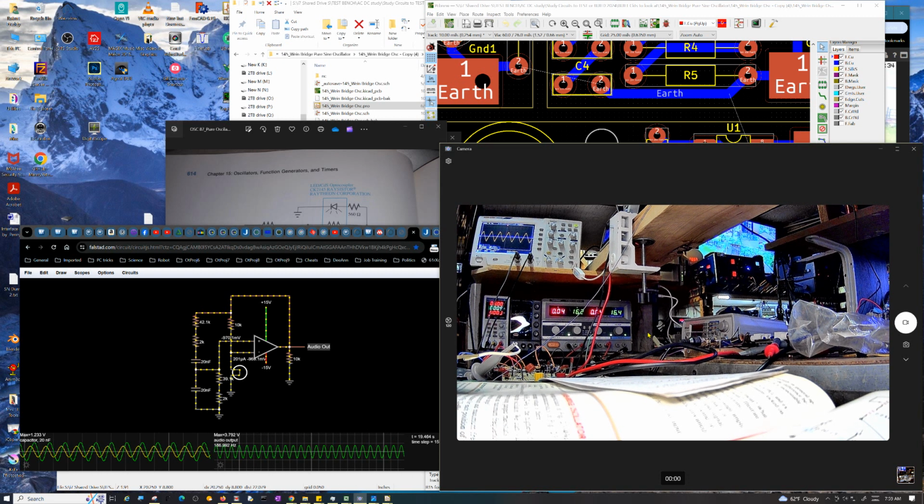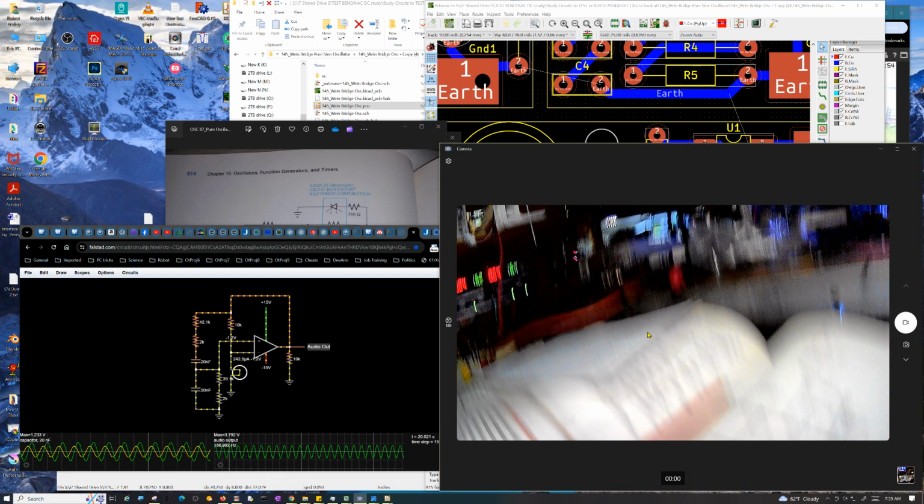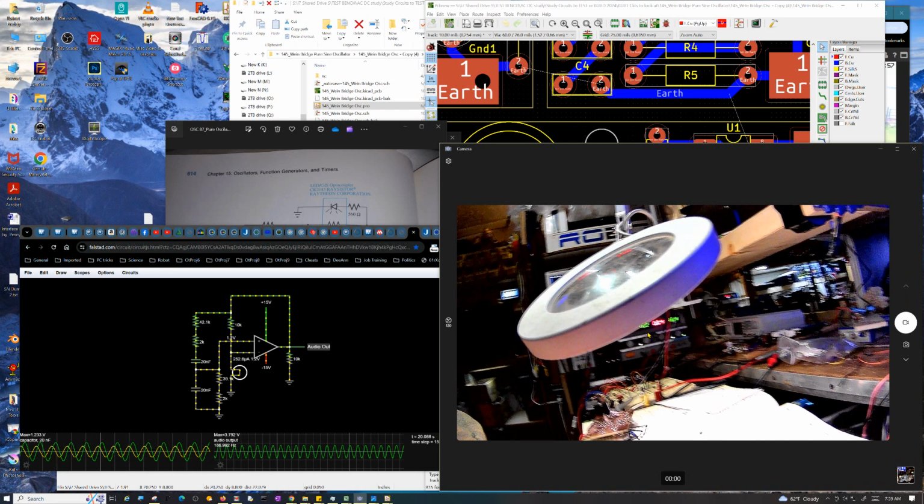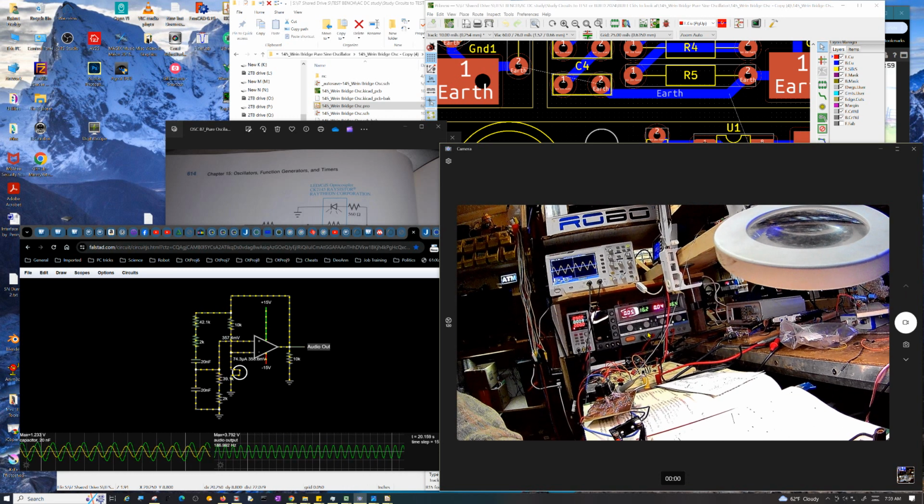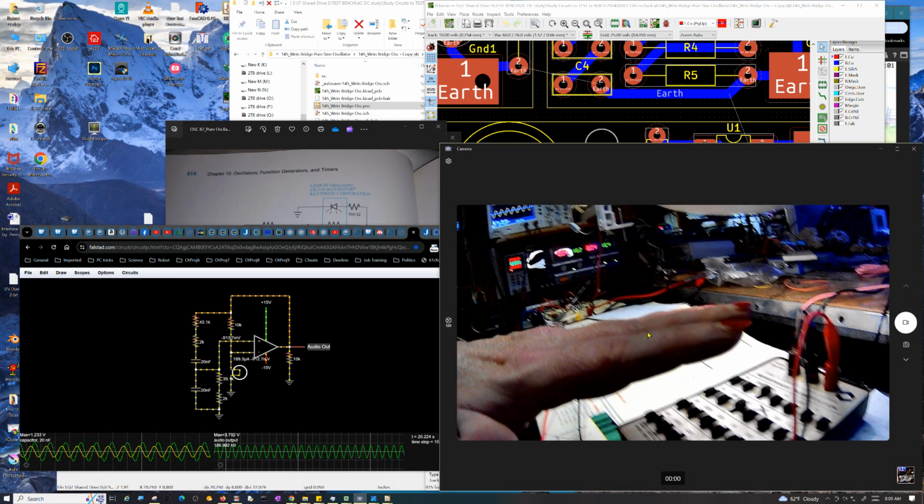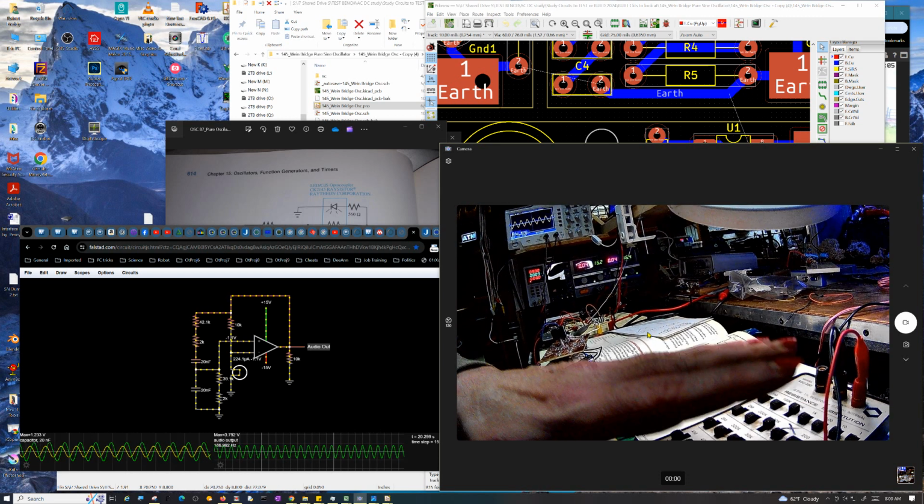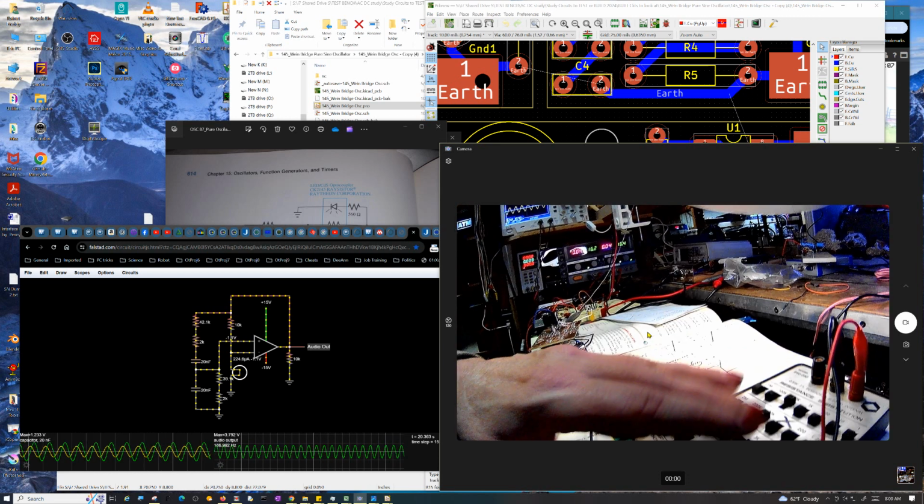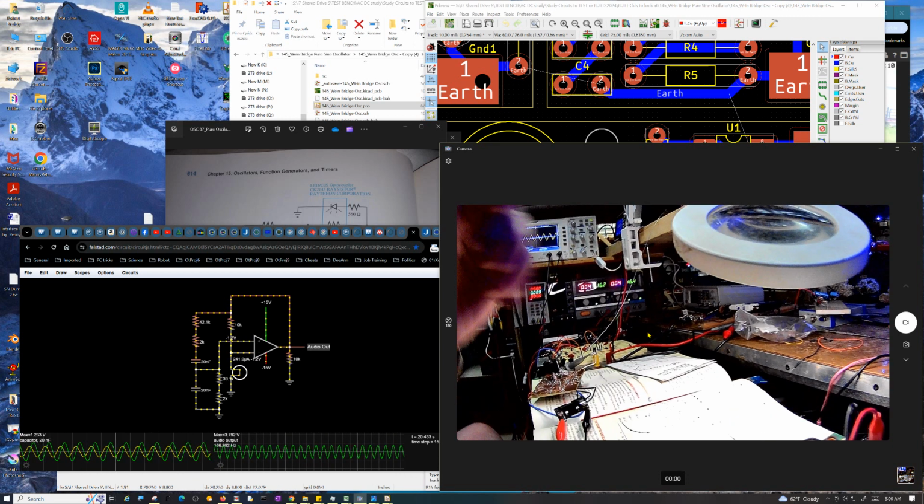So 370 kilohertz, but now it's kind of unstable. In fact, as I bring my hand near the resistor decade box, it changes. It's almost like a theremin. You could probably make a theremin out of this, that's actually pretty simple. Check this out. Let's see if I can get it both in the shot here. Woo, woo, whatever.